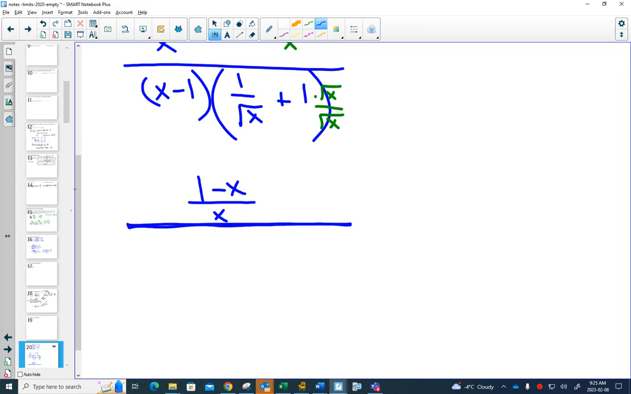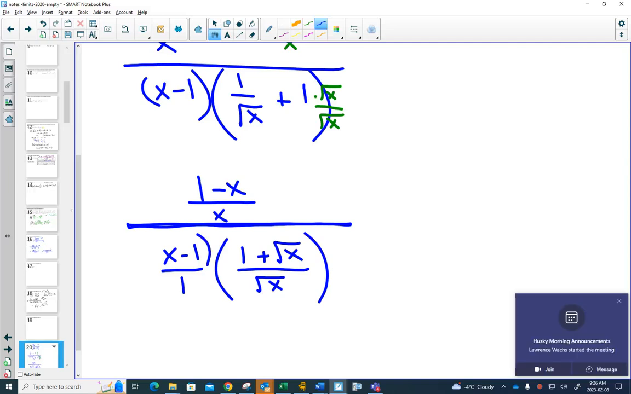I'll do it in 2 steps. I was going to do it all in 1 step, but I'm going to rewrite this x minus 1 as x minus 1 over 1. And in the brackets, I'm going to add those together by getting 1 plus root x over root x. Close that bracket. And now I have a fraction over a fraction.